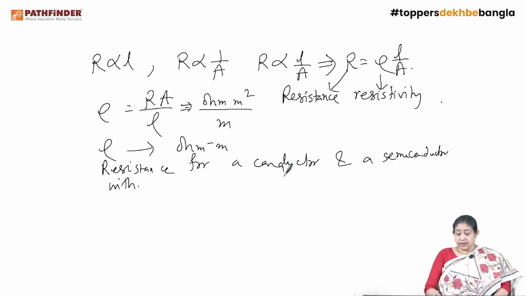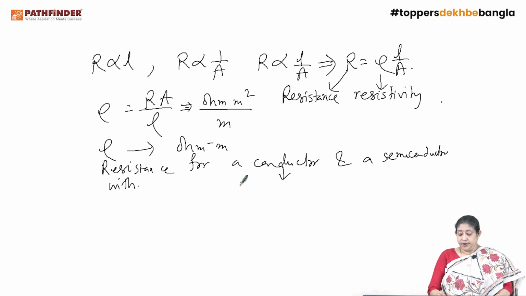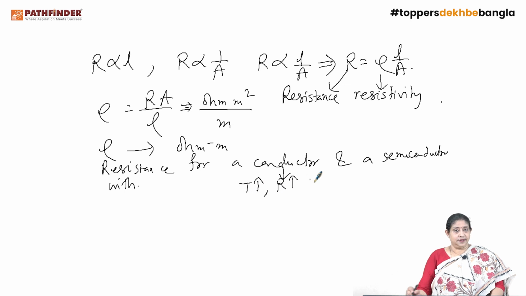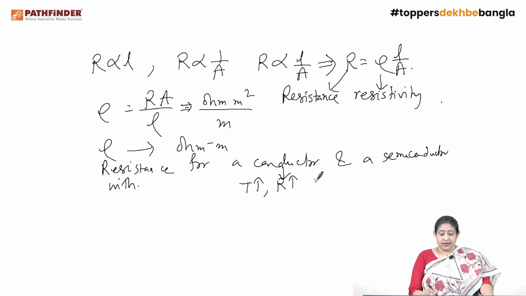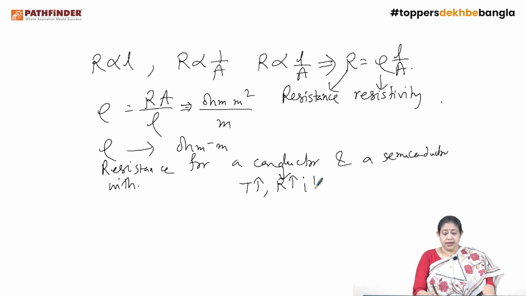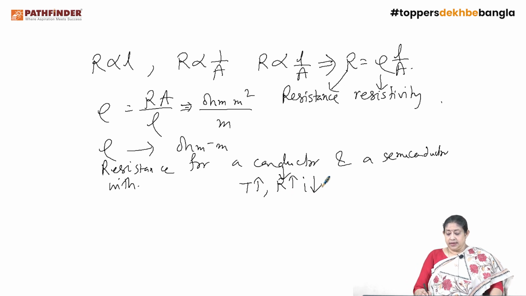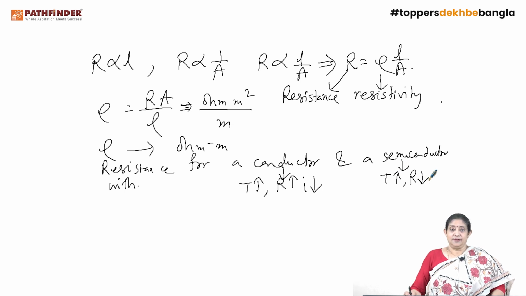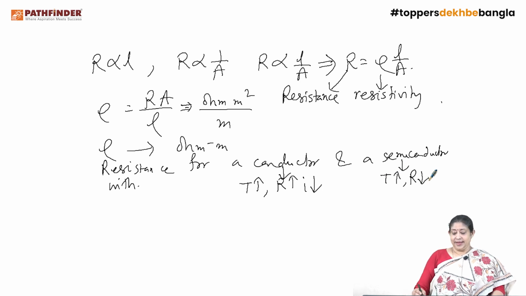Now for a conductor, if the temperature increases, it implies the resistance will increase, which means the current through the conductor will decrease. If we push up to the semiconductor, things are a bit different. How? If the temperature is increased, the resistance will decrease, and so the current flowing through the conductor will increase.